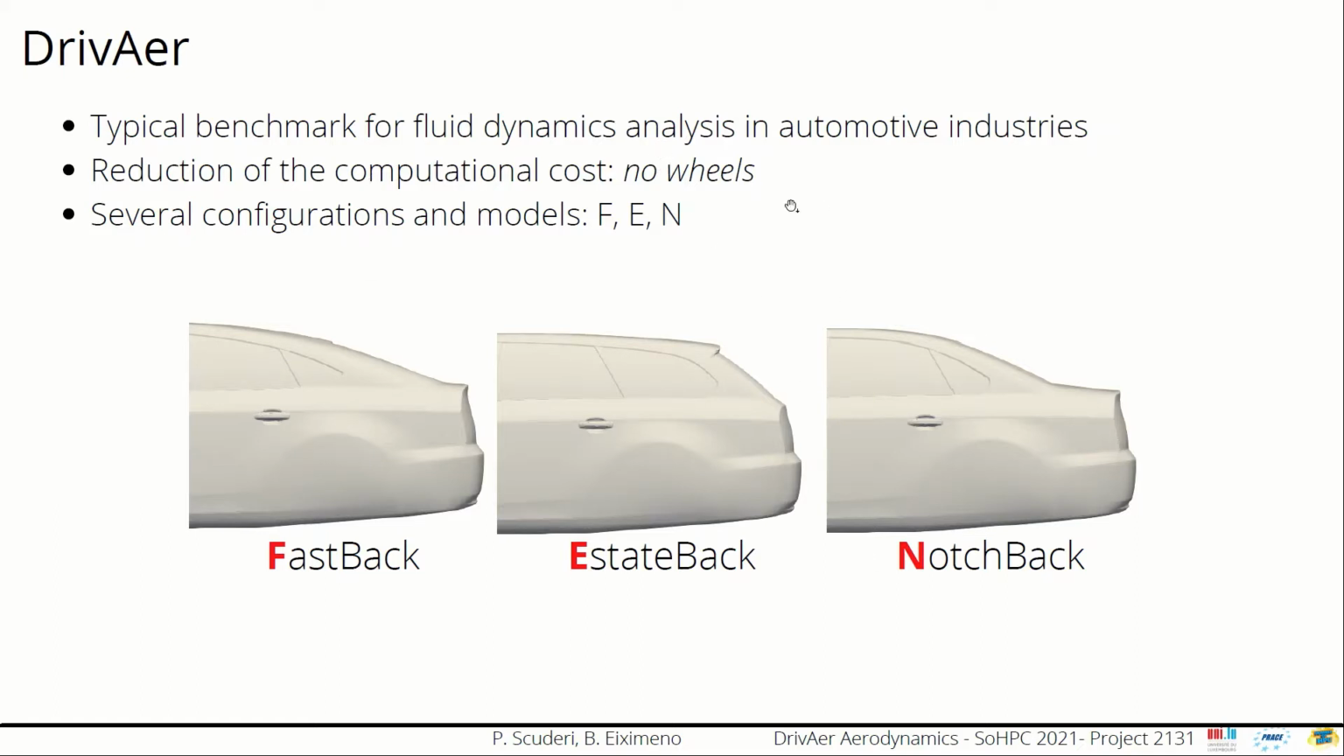And yeah, there are lots of configurations for these cars based on three different geometries that change in the rear end: the fastback, estateback, and notchback. And basically we focused on reducing the computational cost a little bit to make it feasible for these two months. And we decided to go for the configuration that had no wheels, but included the rear view side mirrors.